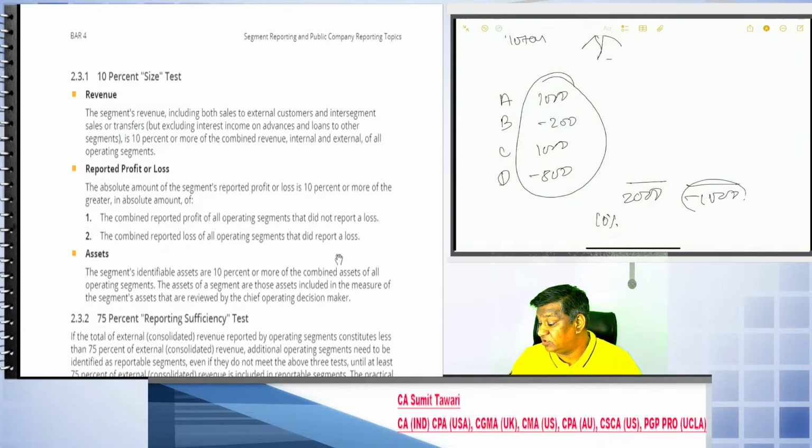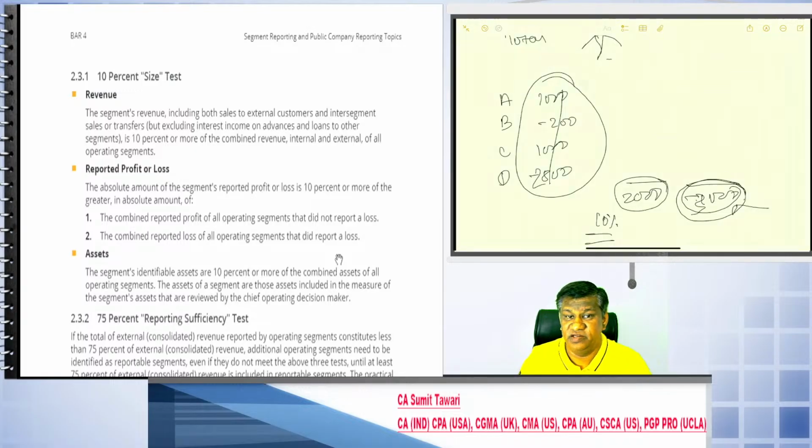As the loss is less, we need to consider the profit as the base for the calculation of the 10%. If the loss is more, say instead of 2,800 it is 3,000, then you need to consider that as the base for the 10%. You do not need to knock off. What you need to do is calculate the total profit separately and the total loss separately, and then whichever is higher, that you consider for the calculation of the 10%.